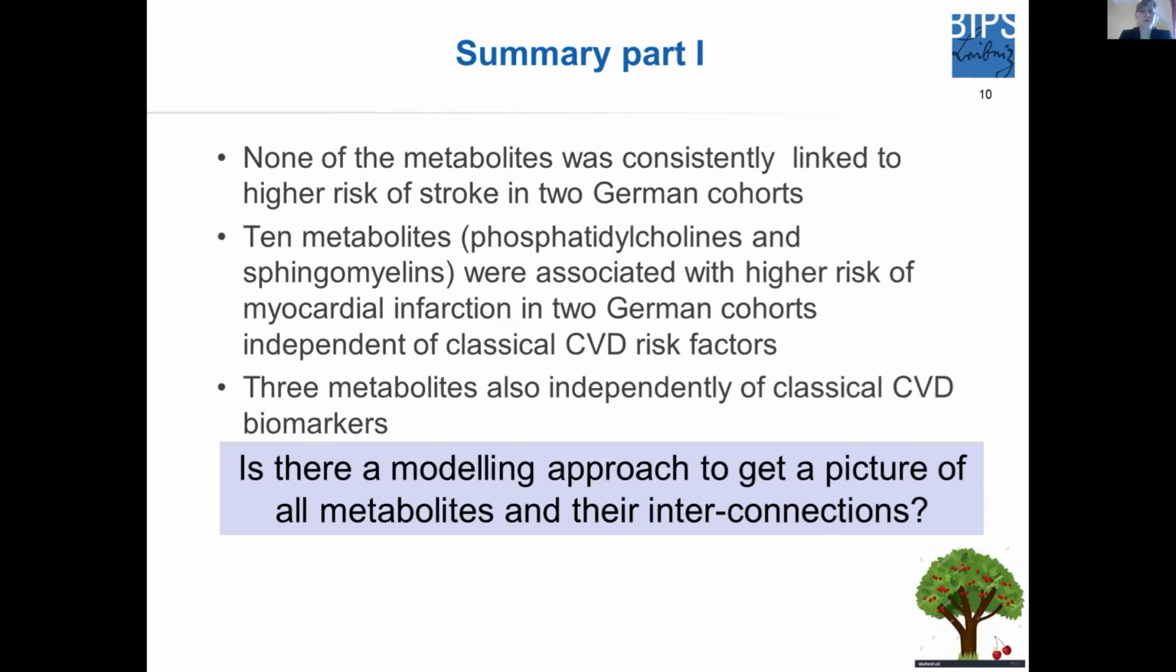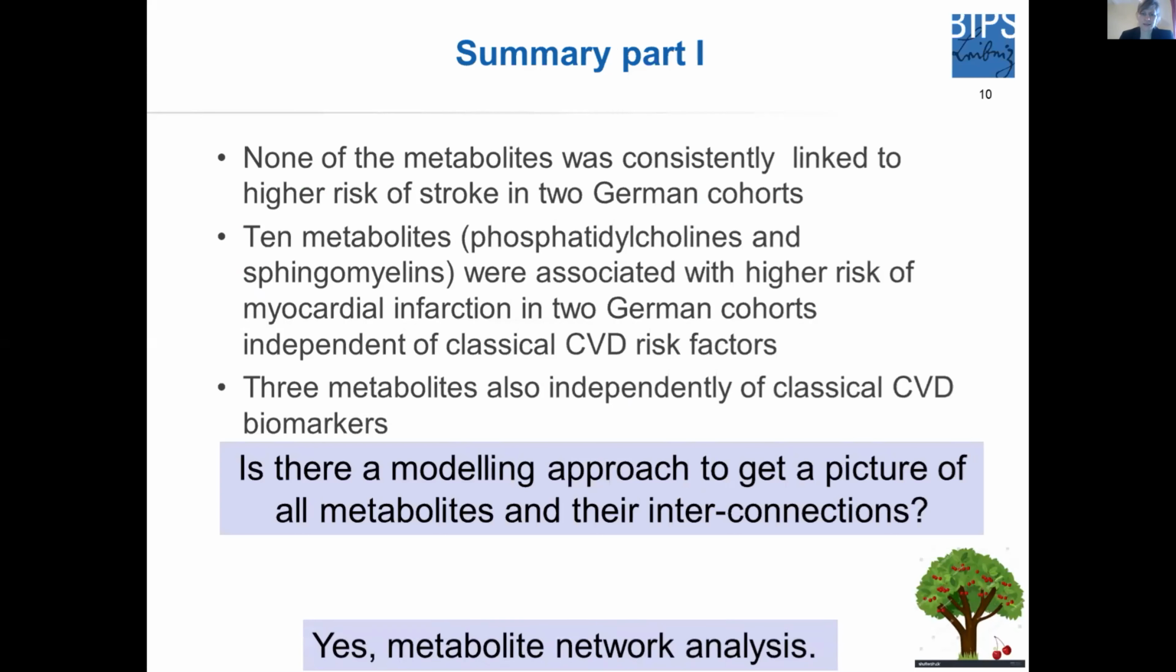Well, we were not really satisfied with these results, and we were thinking, now we look just at the single metabolites and we just ran 100 Cox regressions, but is there a modeling approach to get a picture of all metabolites and their interconnections? I really like this metaphor of a cherry tree. What we did in this study is we picked out the really bad cherries, but what you actually want to know is what's wrong with the tree.